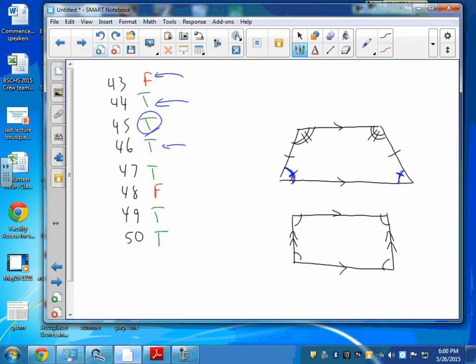Okay, 48. Both pairs of opposite sides of a trapezoid must be unequal.